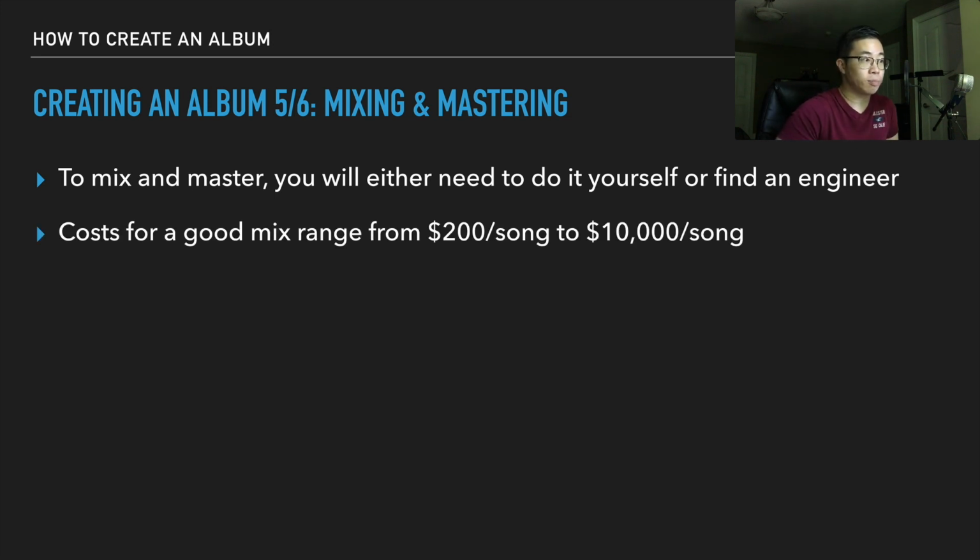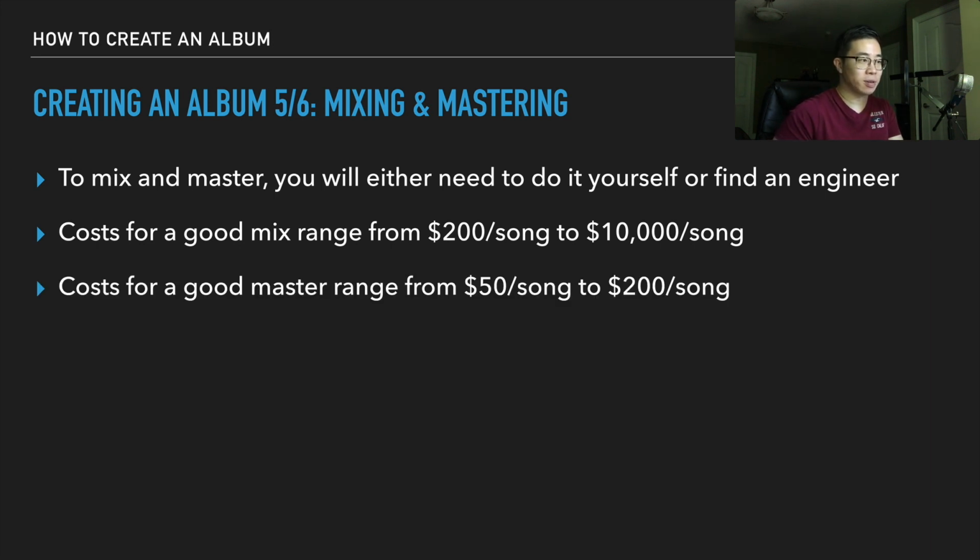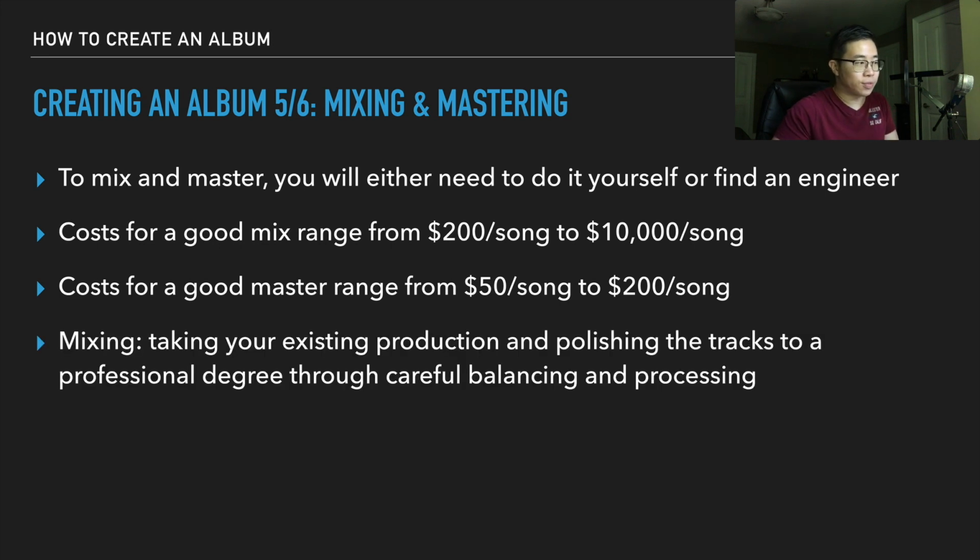Now, the cost for a good mix alone, for one song, can range anywhere from $200 a song to $10,000 a song, or $20,000 for the highest AAA mixers who are really known for their work. So you can really get up there if you want the very, very best. The cost for a good master ranges from $50 a song to $200 a song. So you have a bit of reference there.